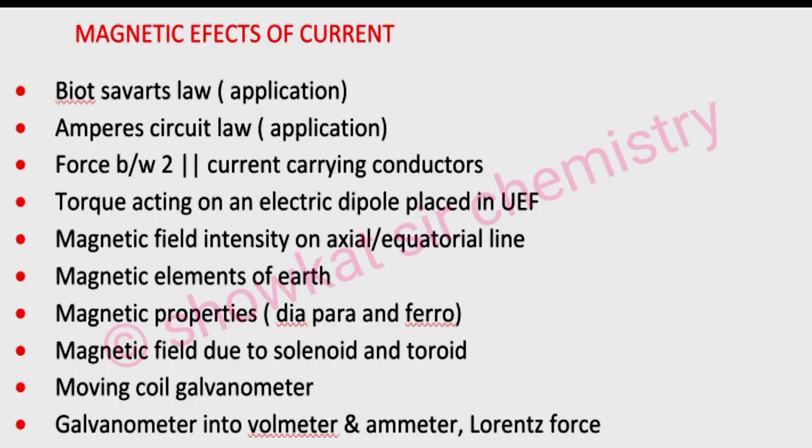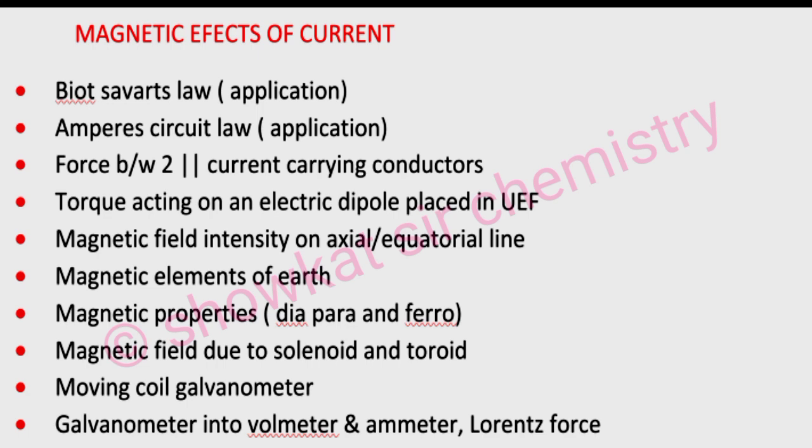Next unit is magnetic effects of current and magnetism. It carries 8 marks. So first of all, you will study Biot-Savart's law, its application. Next, Ampere's circuit law, its application. Next, you will derive an expression for force between two parallel current carrying conductors. Similarly, derive an expression for torque acting on an electric dipole placed in a uniform electric field. Next, you will study the expression for magnetic field intensity on axial or equatorial line of a magnetic dipole. Next, you should know the magnetic elements of Earth.